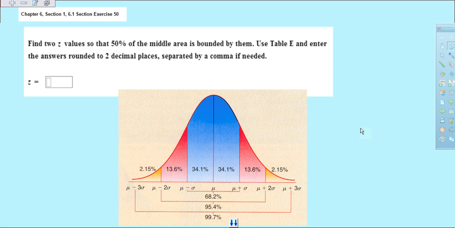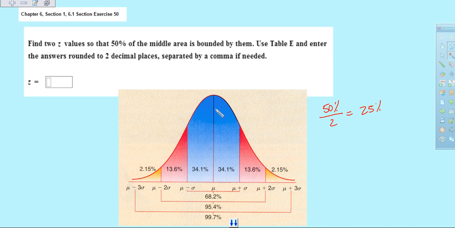Alright, here's a little help video for number 50. So this is the opposite of the last situation. In this situation, what we're looking at is the middle 50%. So if we take 50% and cut it in half, that means we're looking for 25% increments or pieces that are around the mean.